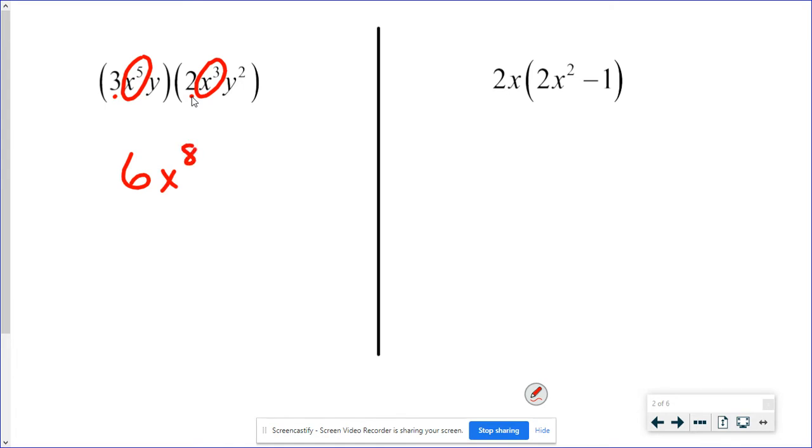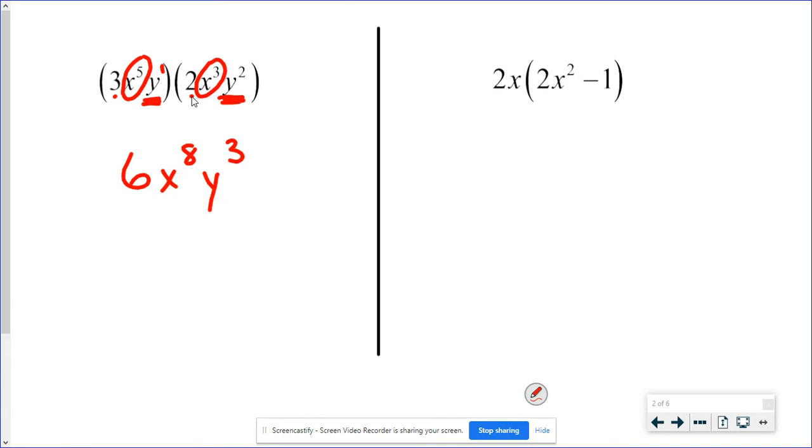Then for my y's, I have a y squared over here. Don't forget that this y really has a y to the first power, so that'll be a y to the third. And then that one's done. There's nothing else to do there. Nothing else combines or goes together. That's as simplified as it gets.